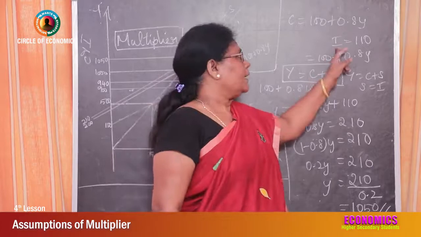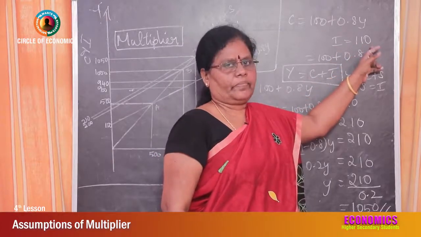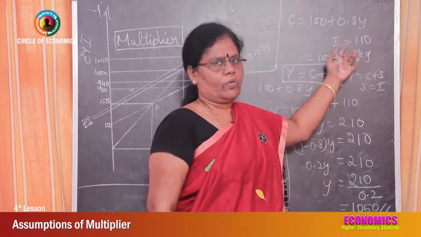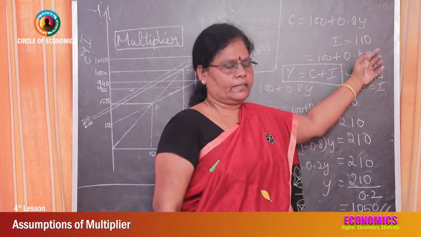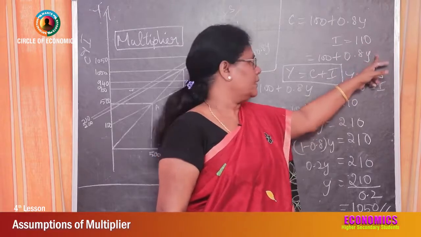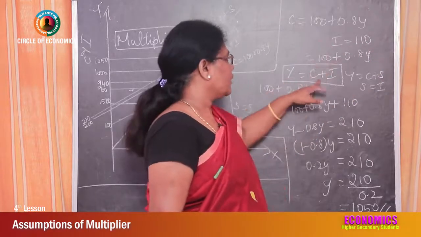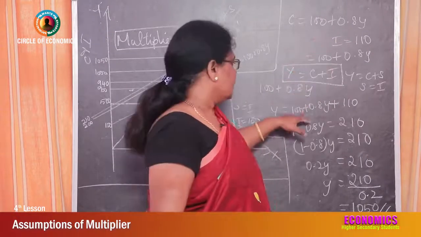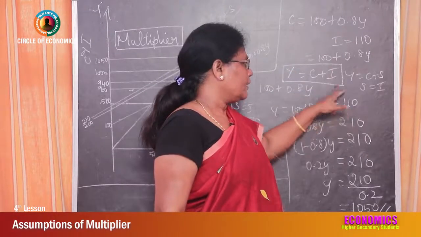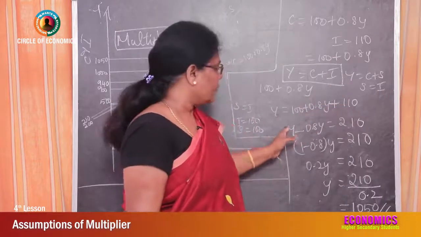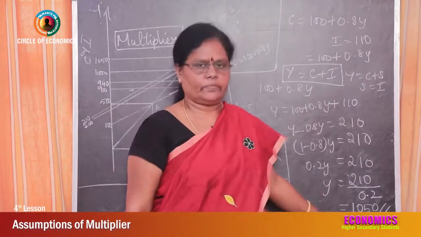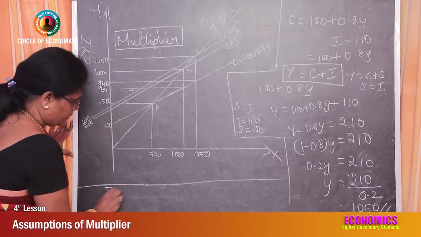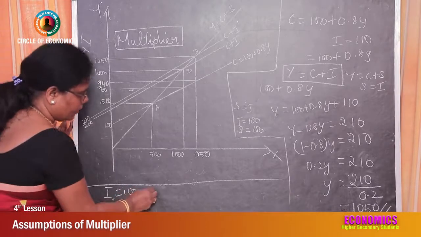Now I increases to 110. We made calculation for I is equal to 100. Now I is equal to 110, that is investment is equal to 110. Then what happens? We have to apply again. C is equal to 100 plus 0.8y, it is given. Instead of I 100, we have written 110. Then what is the value of income? 1050.